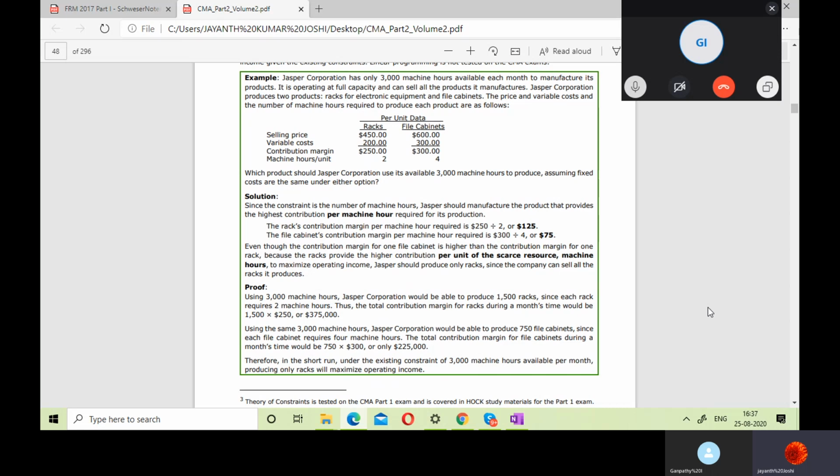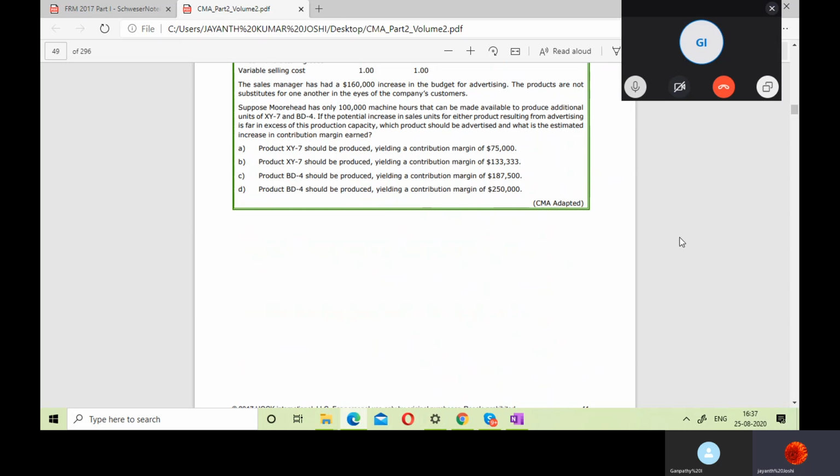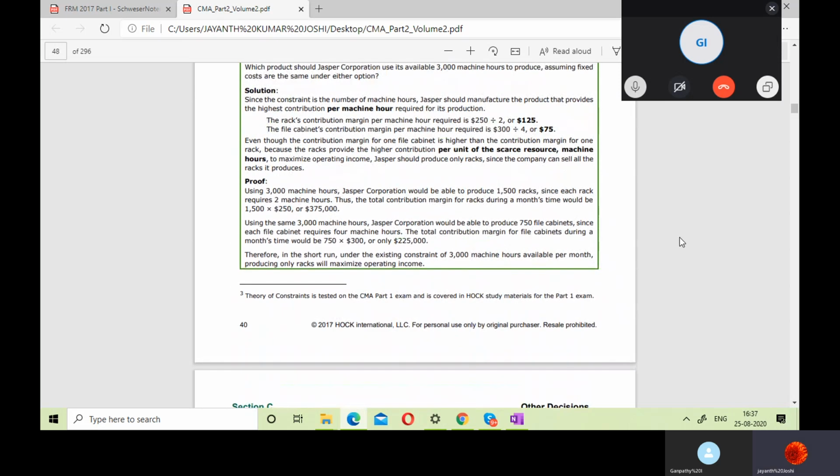Which product should Jasper Corporation use its available 3,000 machine hours to produce, assuming fixed costs are the same under either option? So they have to see the contribution in this case. Contribution will give the idea about the profit. Then they can decide which is the better product to make. Let's see how that is going to happen. Some more information is given.